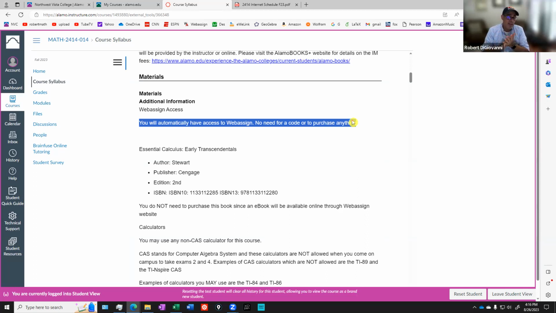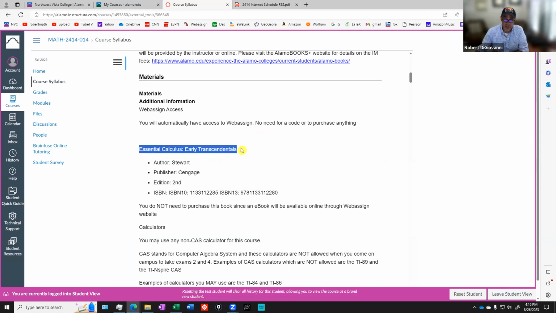So the course is designed off of a textbook, even though you don't have to buy the book. The book that we're basing the course off of is called Essential Calculus, Early Transcendentals by Stewart. And if you want to get a physical copy of the book, you can. It is available. It is a rather old edition, so you can probably find it used.